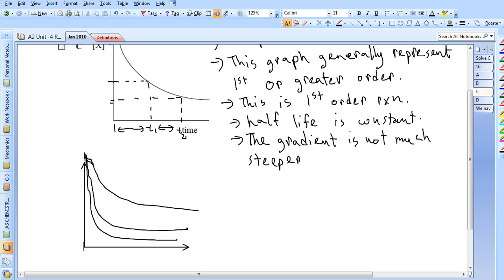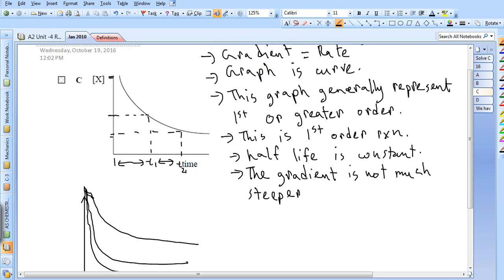Okay. So this graph is generally for first order, as you all know. This graph is mainly for first order, since the half-life is constant over here and the gradient is not steeper than this one.